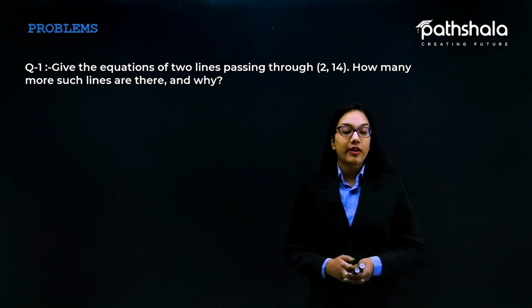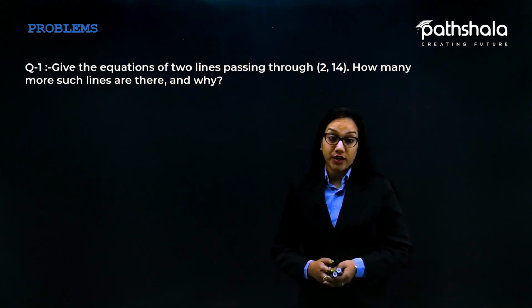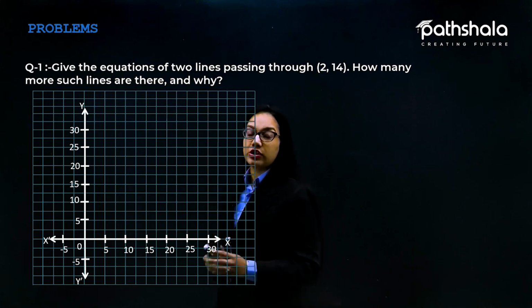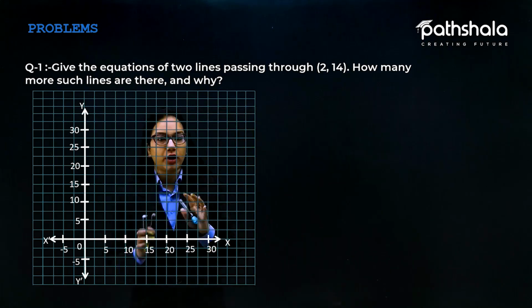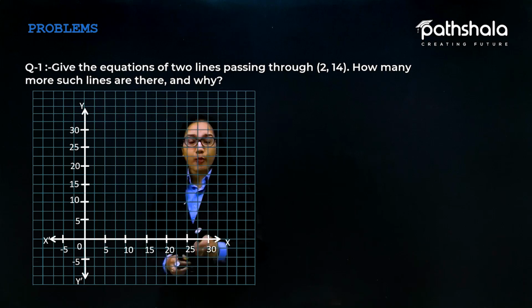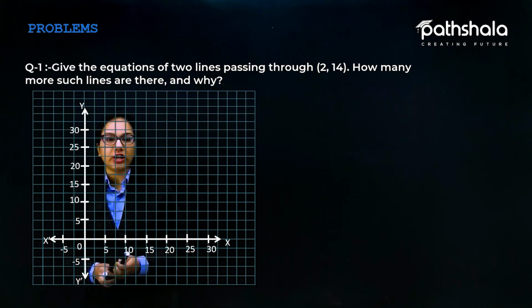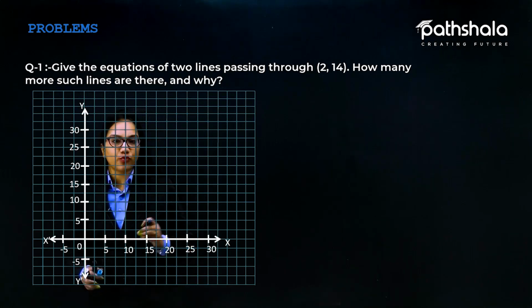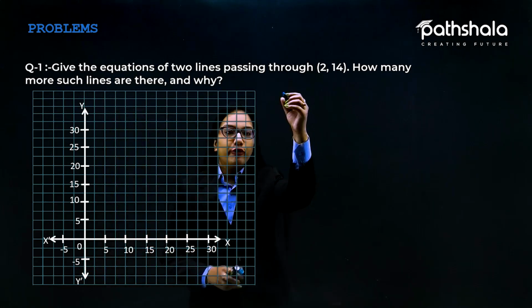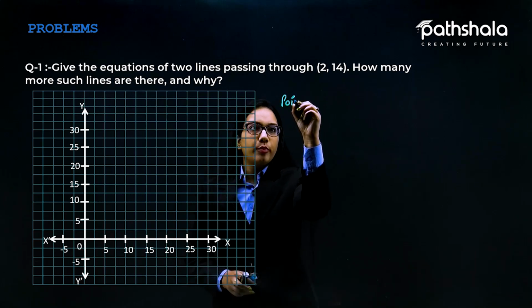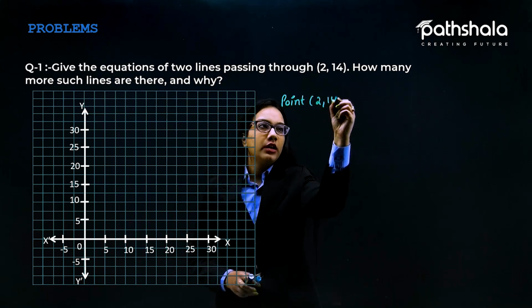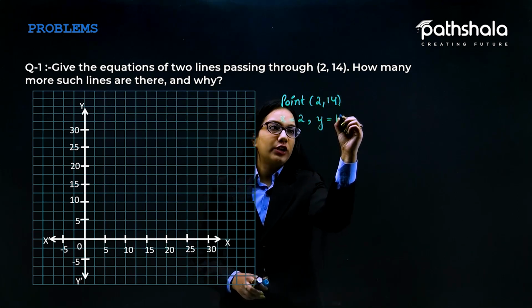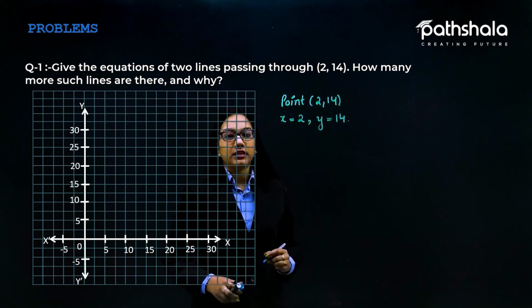So let us suppose I plot this point (2, 14) on the Cartesian plane. Let us suppose I'm taking this Cartesian plane and plotting the point (2, 14) on this graph. (2, 14) means that x is 2 and y is 14. For the point (2, 14), we can say x is 2 and y is nothing but 14.